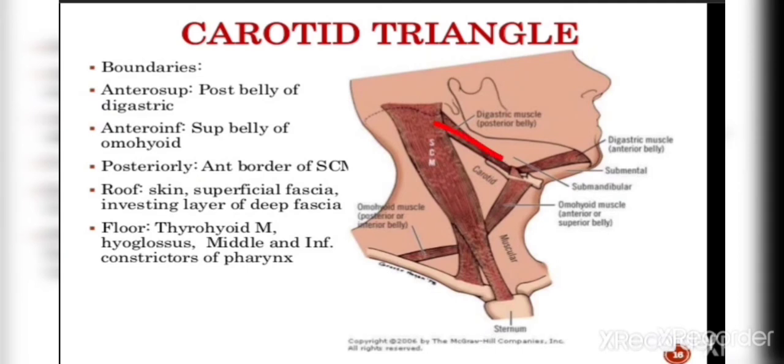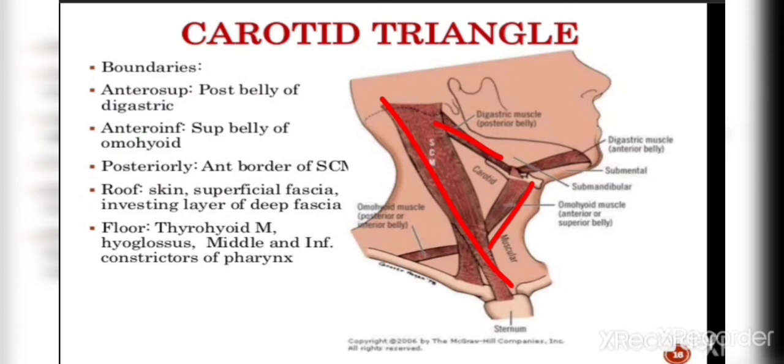And the anterior-inferior boundary is the superior belly of omohyoid, and posteriorly we have sternocleidomastoid. So this is the boundary of the carotid triangle. Now in the roof we have skin, superficial fascia, and the investing layer of the deep fascia.